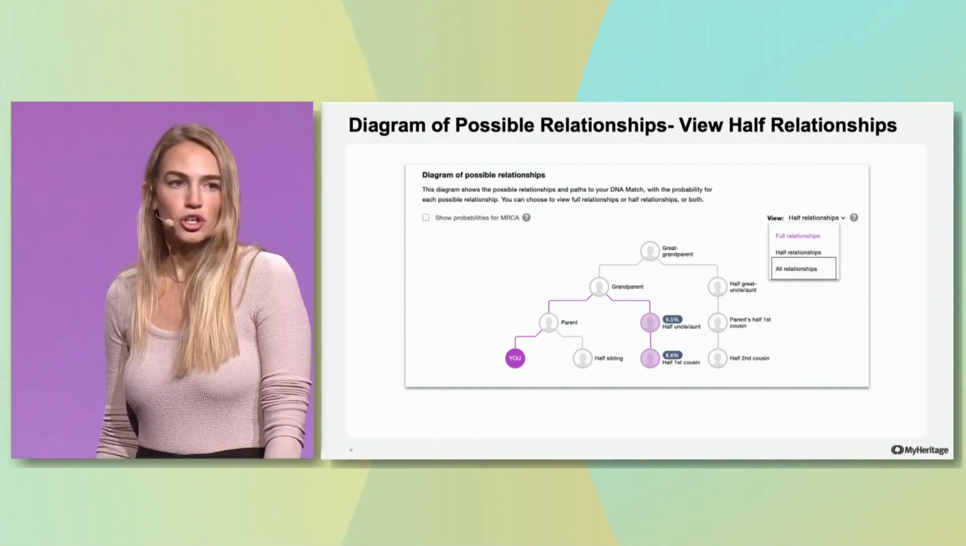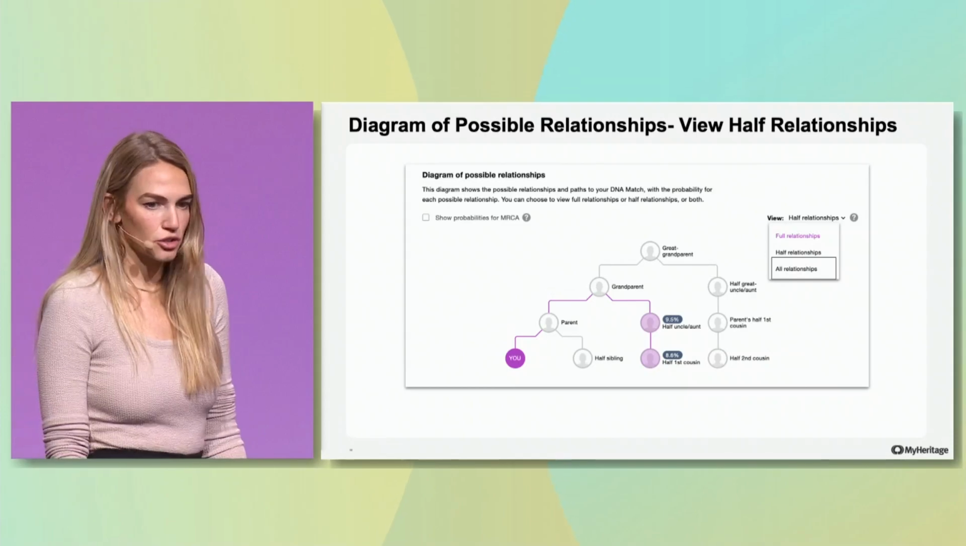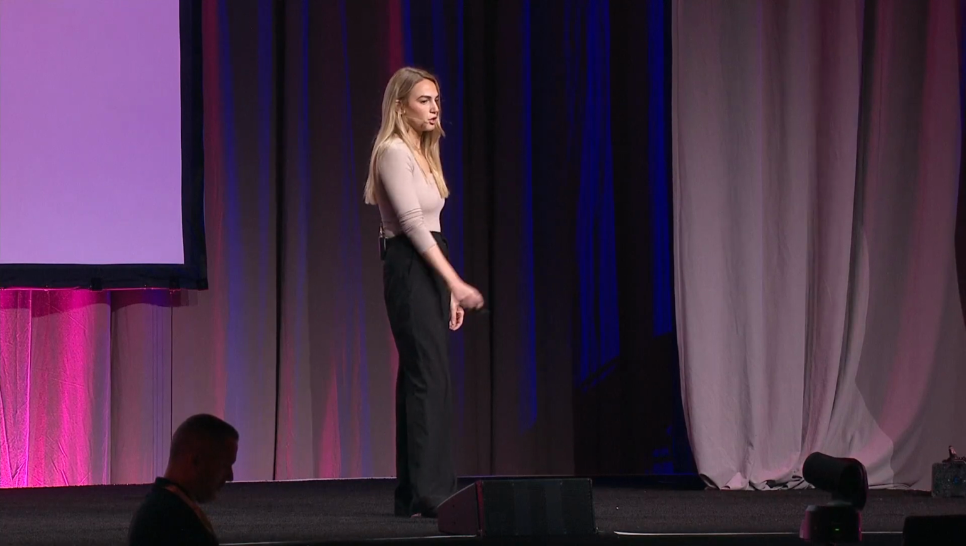If you also want, you can view all the relationships together. So you can just click on all relationships, and the diagram will show them all together. So it's up to you. You can decide where you want to focus on.